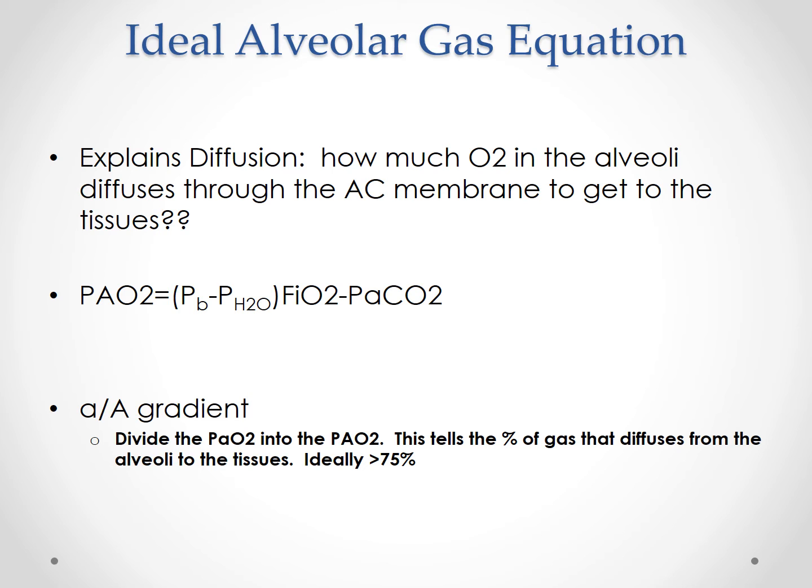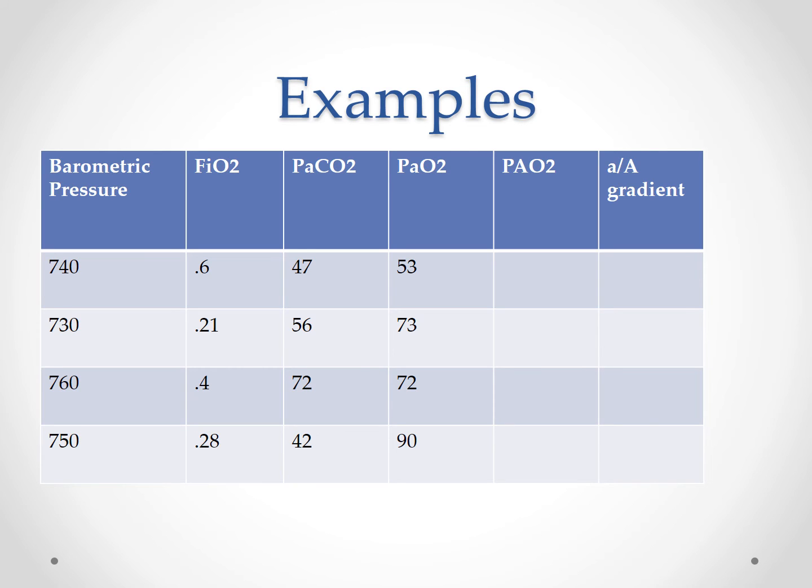All right, so the alveolar gas equation explains diffusion: how much O2 is in the alveoli and how much diffuses through the AC membrane to get to the tissues. So PAO2, with a capital A, is our alveolar air equation, or alveolar gas equation. PAO2 is at the alveolar level, and PaO2, with a lowercase a, is our partial pressure at the arterial level or our tissue level. Okay, so we're going to start by taking barometric pressure. I'm going to let you try these out, and you can either email them to me or we'll talk about it in class.